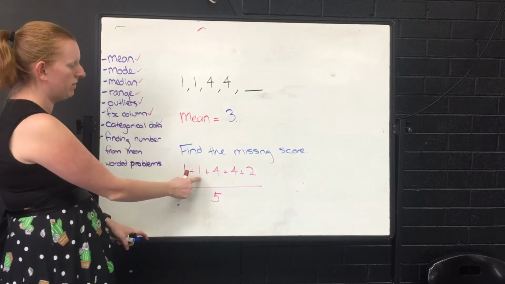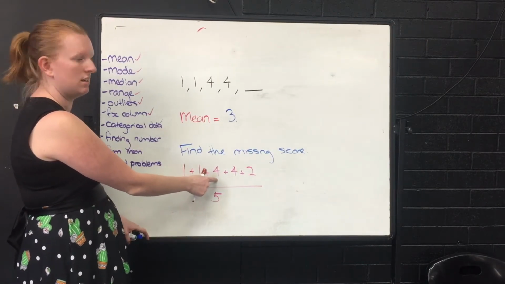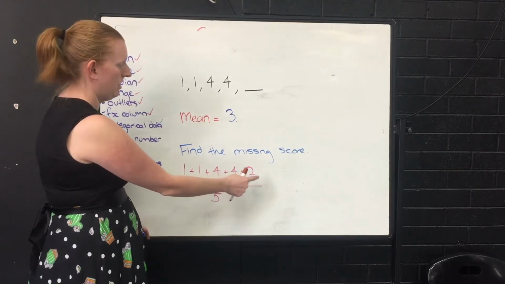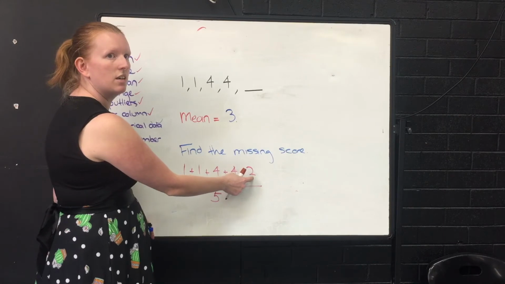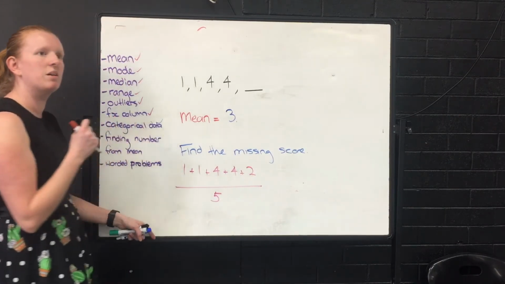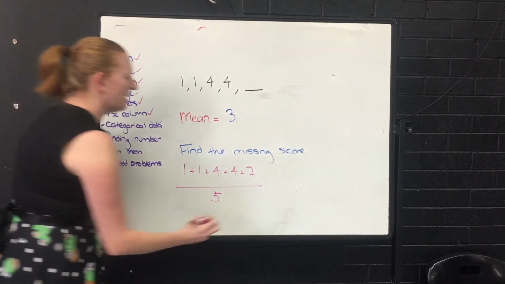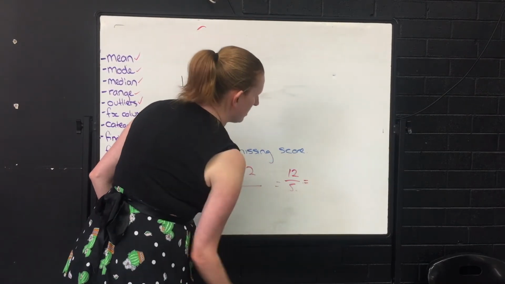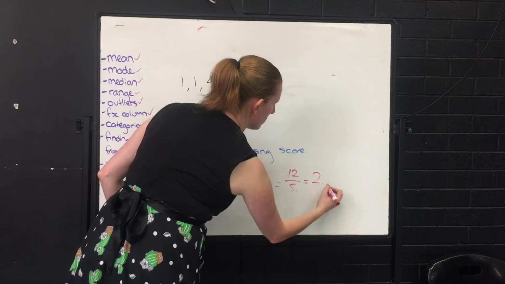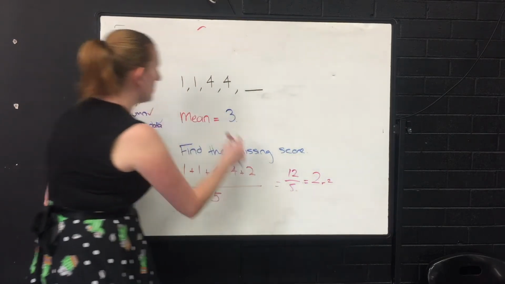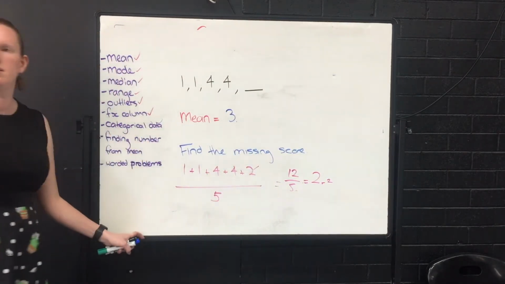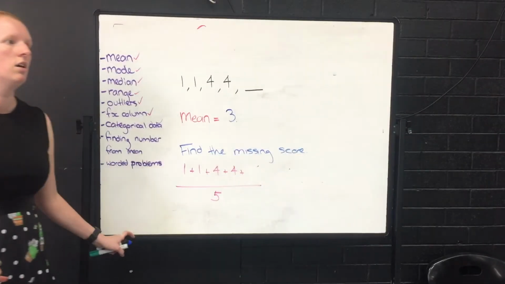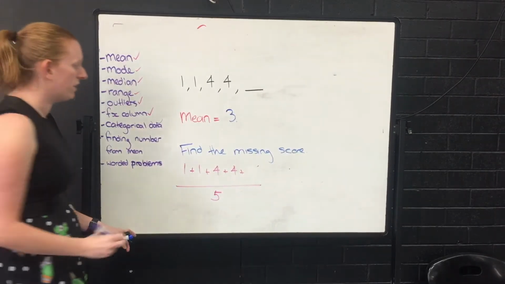So 1 plus 1 is 2. 2 plus 4 is 6. 6 plus 4 is 10. 10 plus 2 is 12. 12 divided by 5 gives us 2 with a remainder of 2. So it's not 3, so it can't be 2. So we have to keep trying numbers. You want to try 5? Okay, yes, let's try 5.